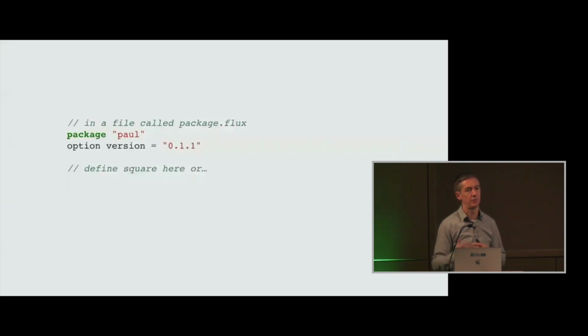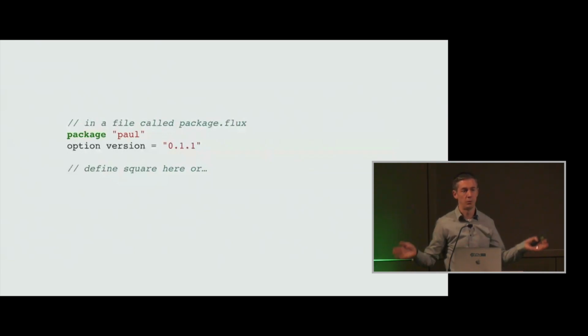Some of this we already have, mainly for the standard library, but the versioning stuff is still kind of up in the air. So here, basically the idea is we have a package called Paul, and within a directory, you create a file called package.flux. That is the file it will look for if you do an import of the Paul package. We have a version specified at the top. It's actually in the code. And then say we wanted to define that square function that I showed earlier, we could define it right here in the package.flux file.